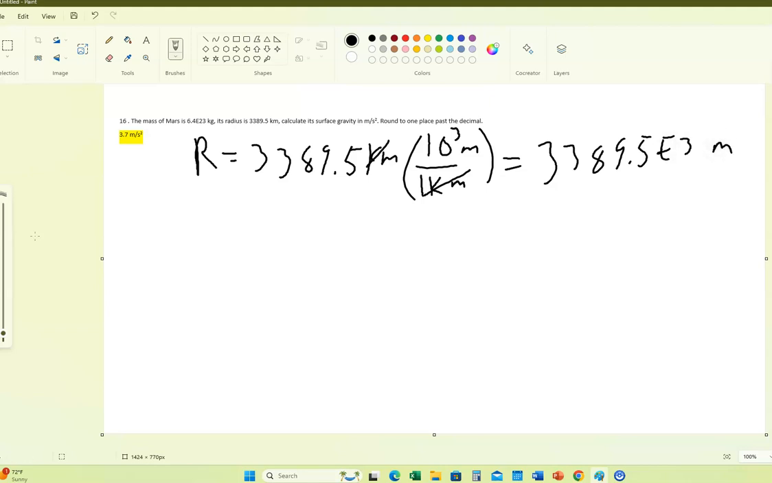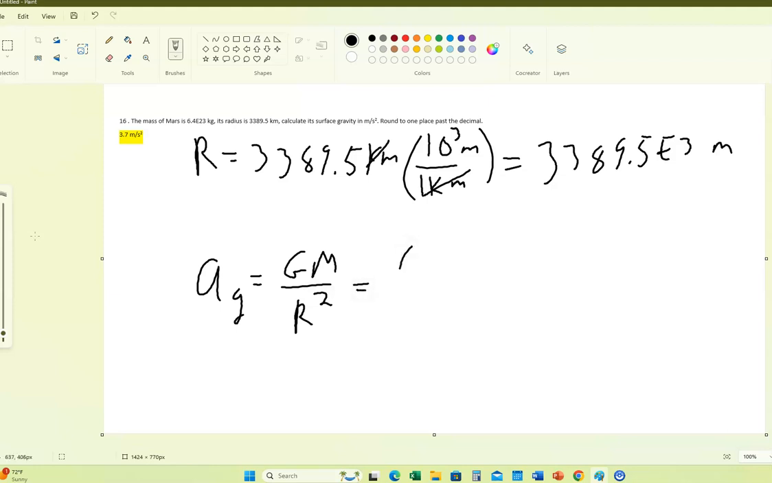All right, and then the acceleration due to gravity, a sub g, is equal to, of course, big G times the mass of the planet or whatever you're trying to escape from. That's got to be in kilograms, which it already is, divided by the radius in meters, but you have to square it. All right, so let's put the numbers in and solve this problem.